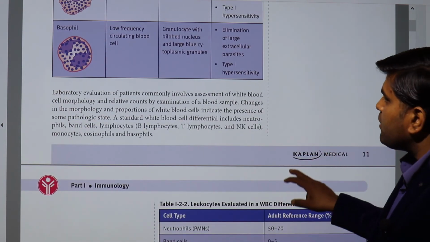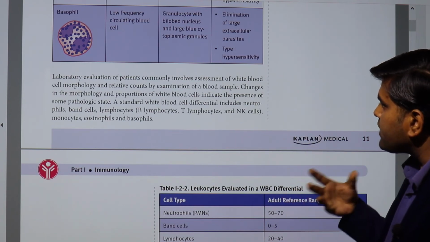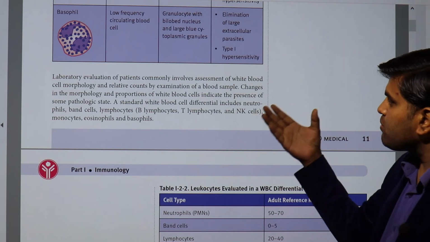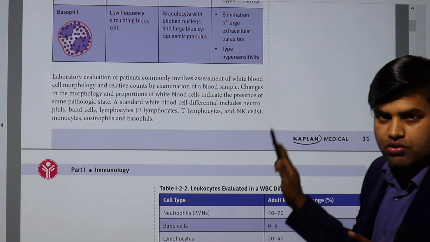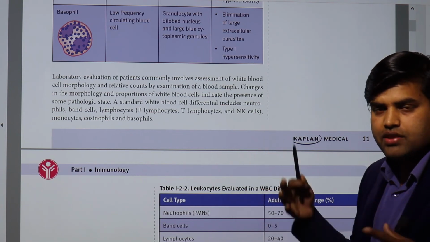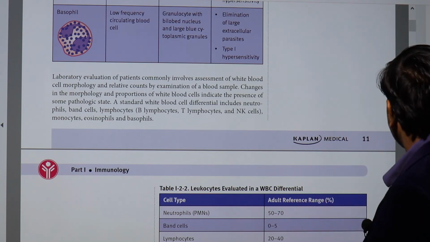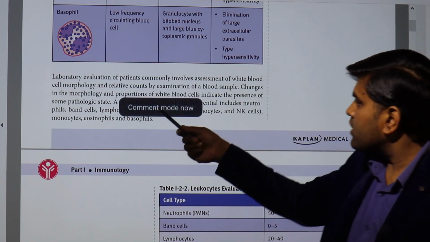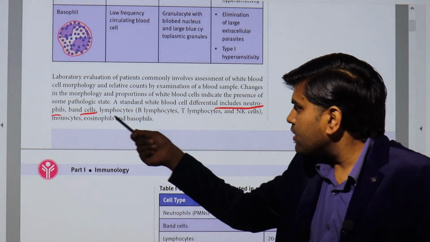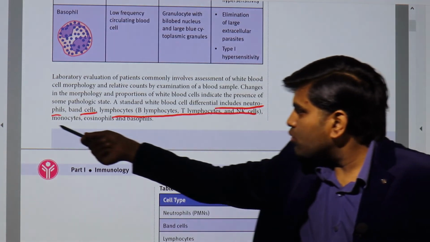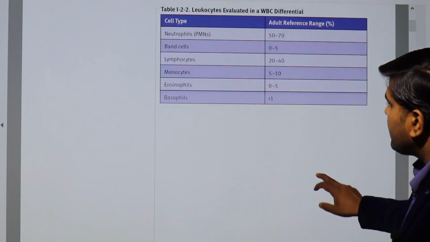Laboratory evaluation of the patient commonly involves assessment of the white blood cell morphology and cell count by examination of a blood sample. Changes in the morphology and proportion of the white blood cells indicate the presence of some pathological state. So these are the normal structures, and if there are any changes in them, then we can state there is some pathological state. A standard white blood cell count includes neutrophil, band cell, lymphocyte, that is T lymphocyte, B lymphocyte, NK cell, monocyte, eosinophil and basophil.